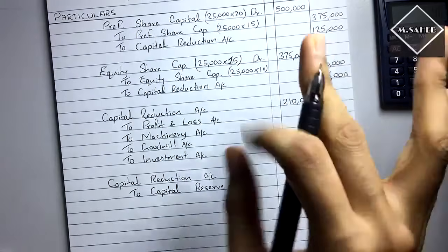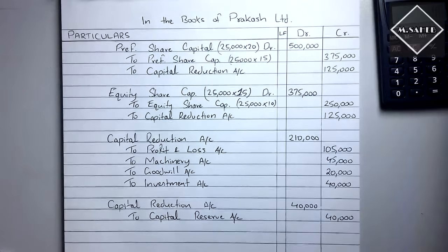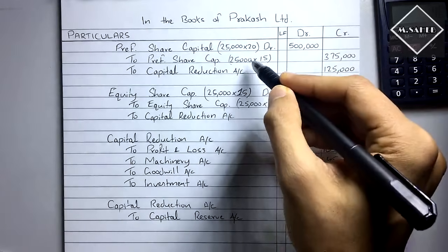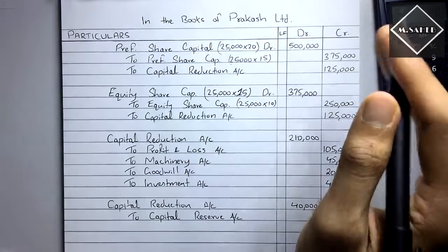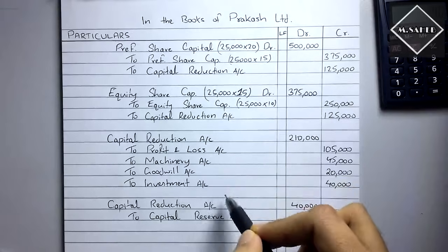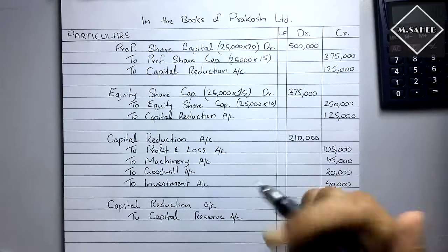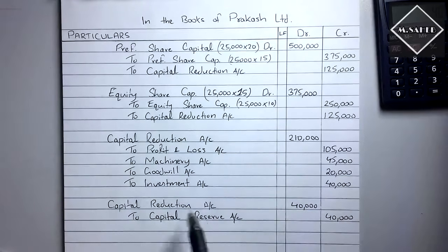This is how you pass the journal entries for internal reconstruction. Easy, right? Simple. The liability was getting reduced, so we debited it, and then we created the liability, and whatever gain we received went to capital reduction account. Here we reduce the assets by crediting them, and whatever losses we had to incur were debited to capital reduction account. And the capital reduction account balance was transferred to capital reserve account. Simple, right?